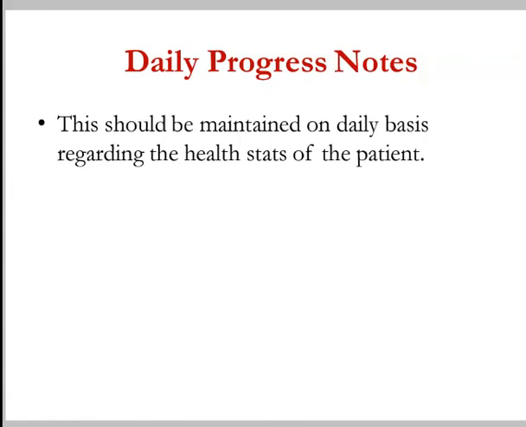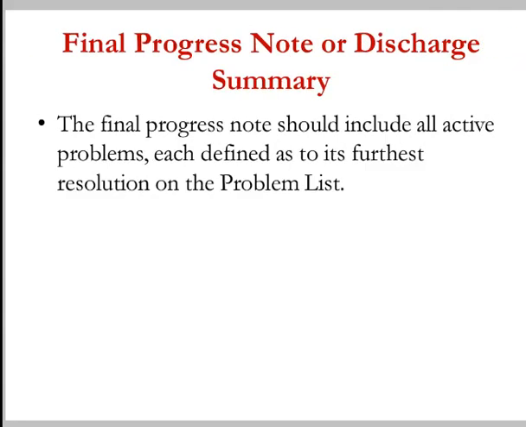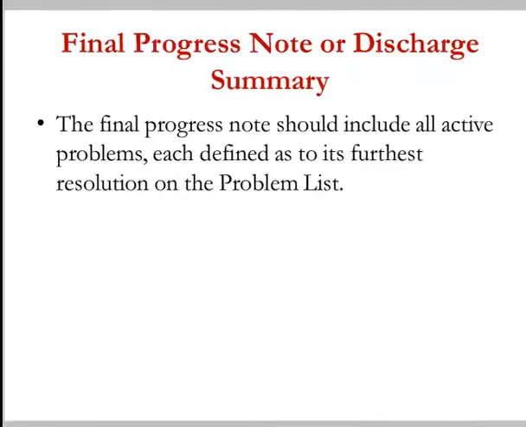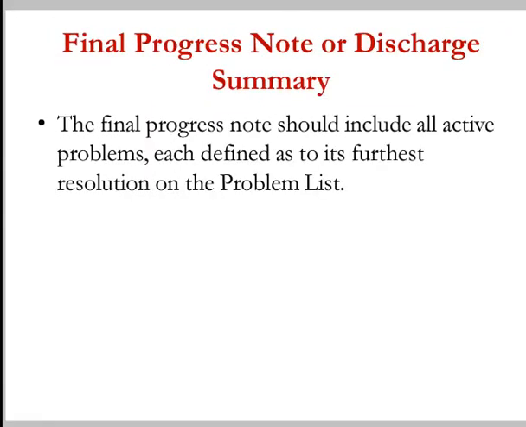Next is the daily progress notes. So we are maintaining on a daily basis notes about the patient condition, how well the treatment is going on, the vital signs of the patient, the status of the patient, wound status, the pain level of the patient, and how the patient is responding to the medications. All these things will come in the daily progress note. And then the final progress note or discharge summary. So this is about the problem-oriented medical record.